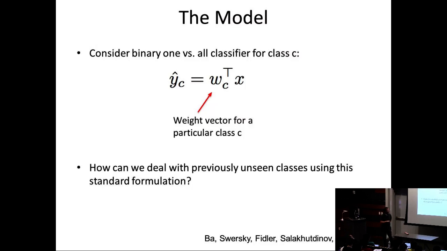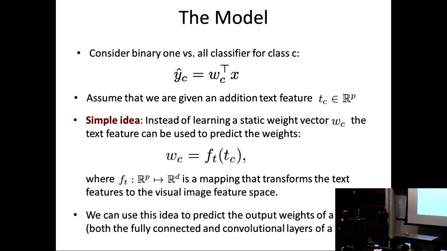The question is, how can you deal with previously unseen classes using this formulation? At test time, I give you a new class, W_{C+1}. Where do you get this W_{C+1}? Now, obviously you can't. So it's a hard problem to do. But let's say we're given some additional text feature T sub C. These are Wikipedia web pages. The simple idea is, instead of learning a static weight, the text feature can be used to predict the weights.